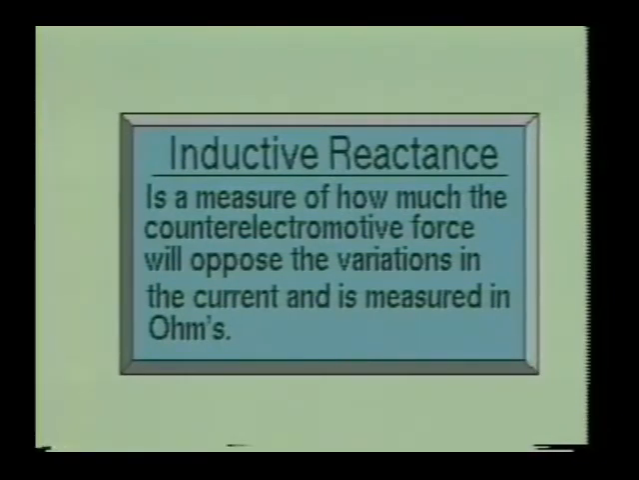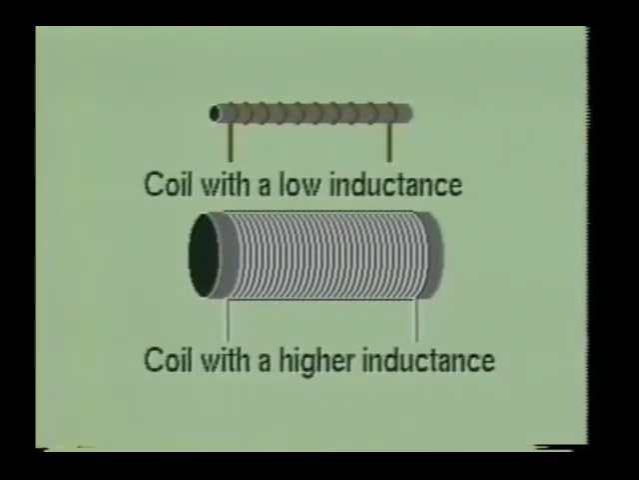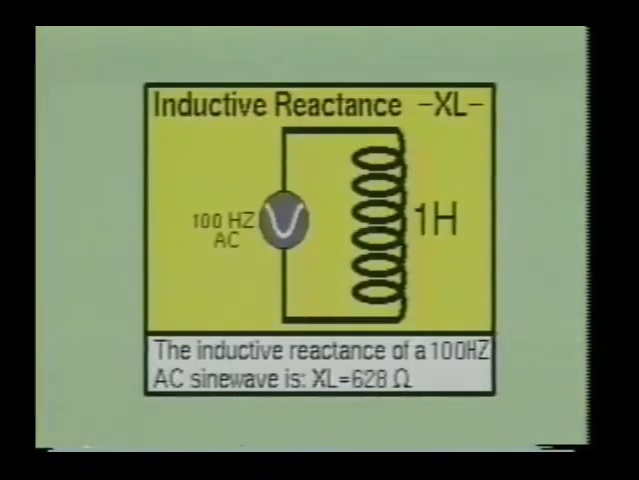The inductance of a coil will not change. If the coil has a value of 1 Henry, it will be 1 Henry whether it is used in a 60 Hertz circuit or in a 2 megahertz circuit. The inductance of a coil is dependent on its physical properties. The inductive reactance, however, depends greatly on the frequency of the signal being applied.